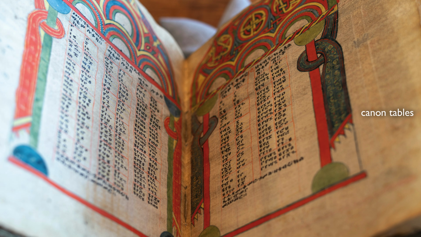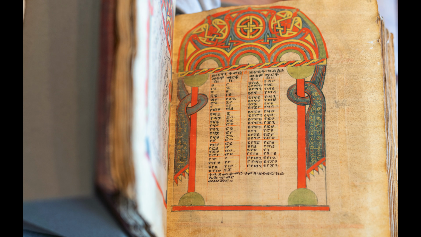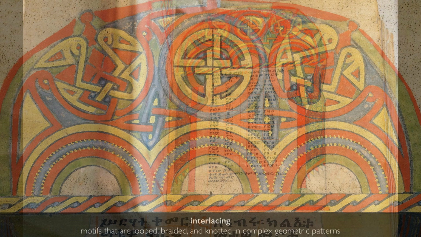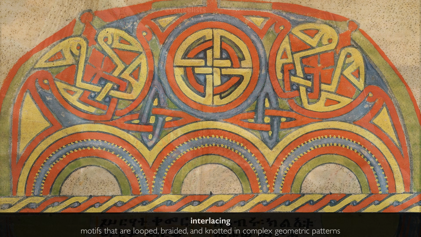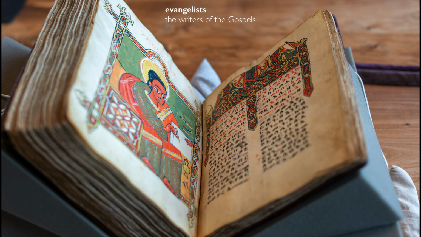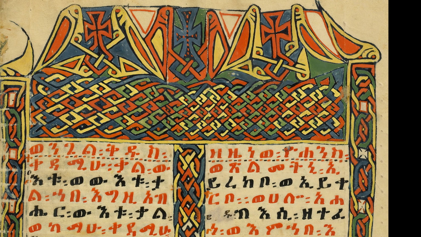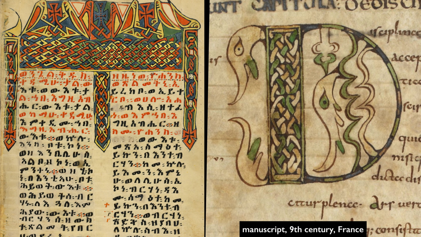So there are other marvelous things about this book. In addition to the veiled image of the Virgin and Child, we have canon tables that help the reader to follow the story of the life of Christ through the various books of the Gospels. And I'm really fascinated by the geometric patterning, but especially the interlacing at the top of the canon tables. The interlace that's used both on top of the canon table pages, also on the facing pages of the evangelist portraits, are something that is very Ethiopian, but is also used in other traditions as well.